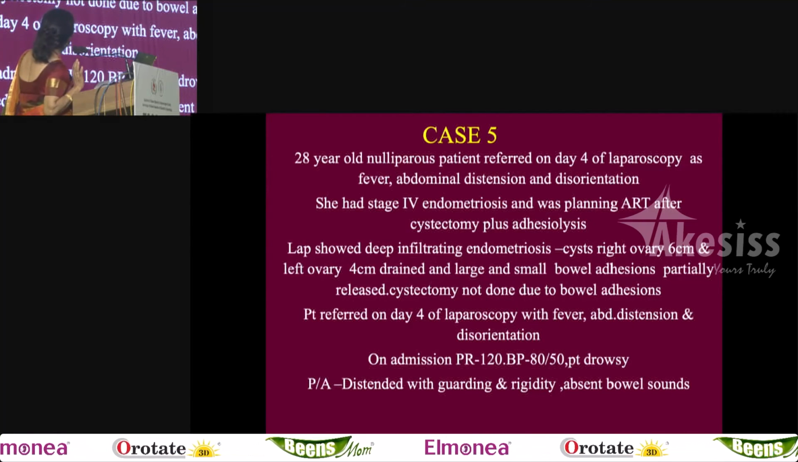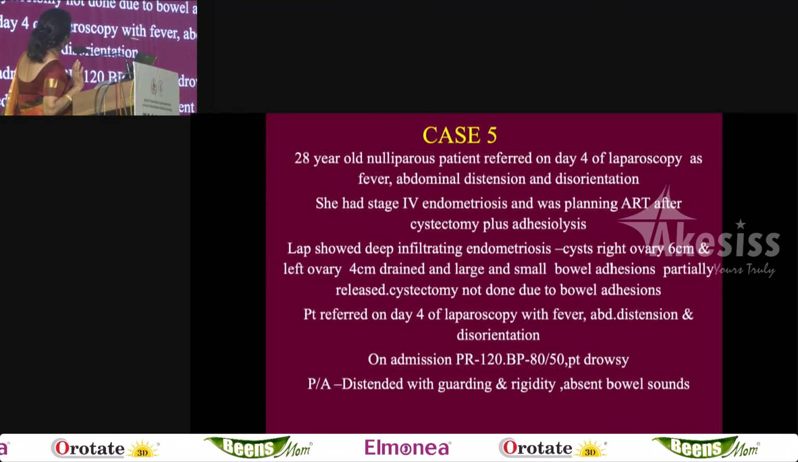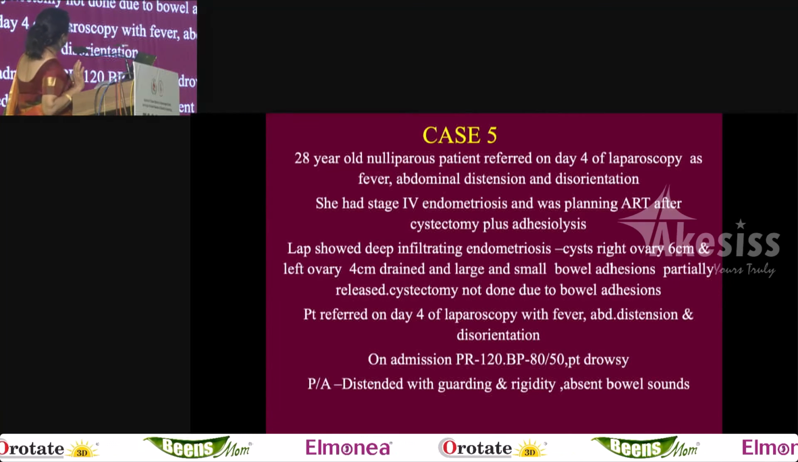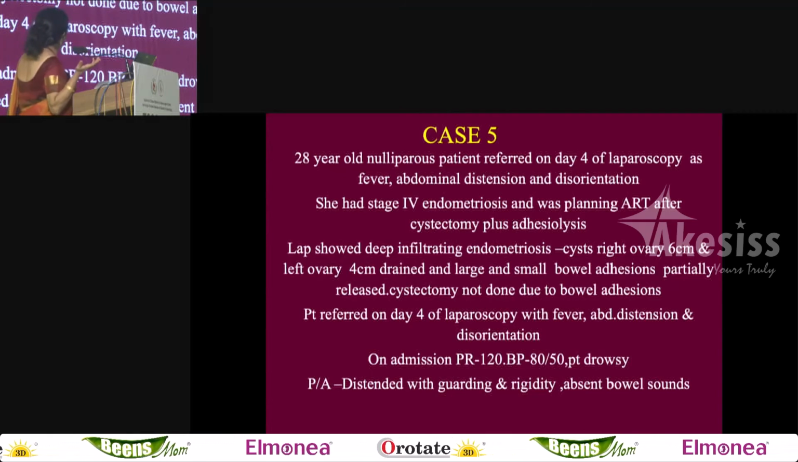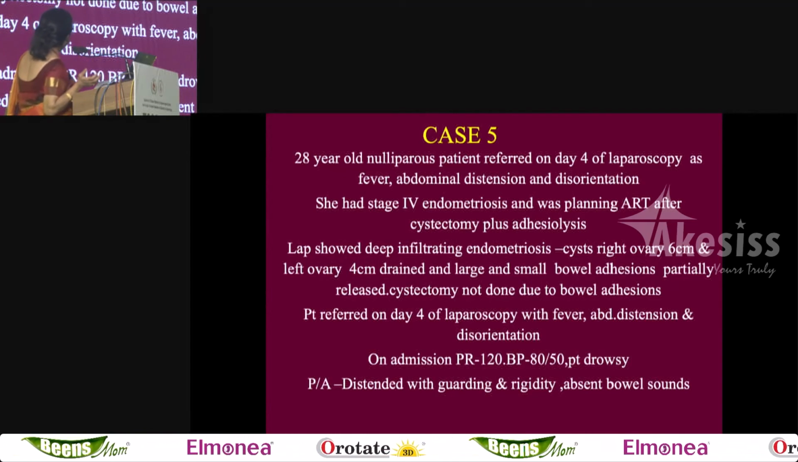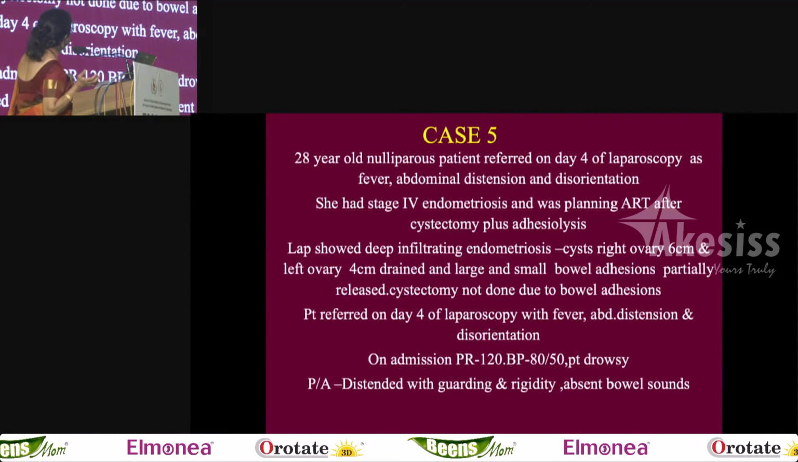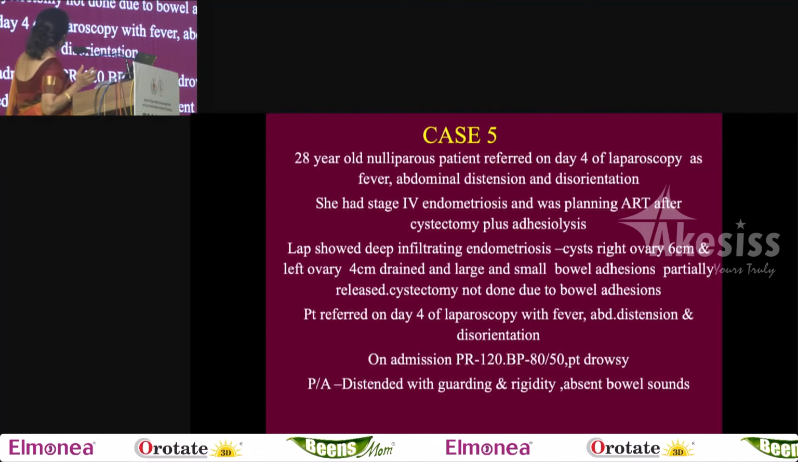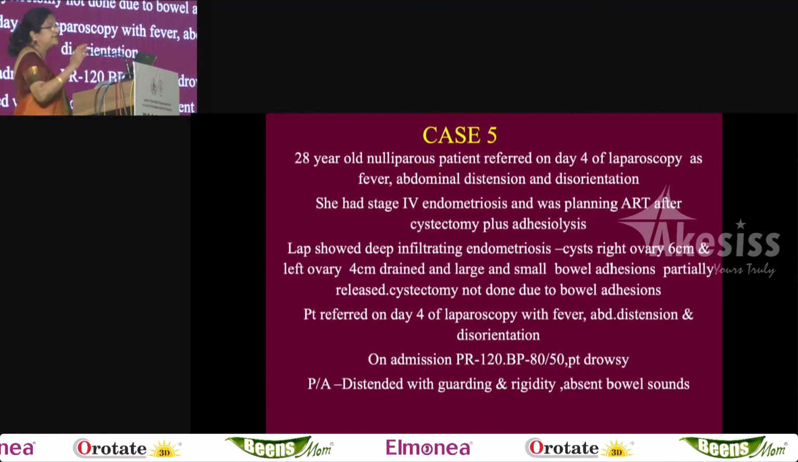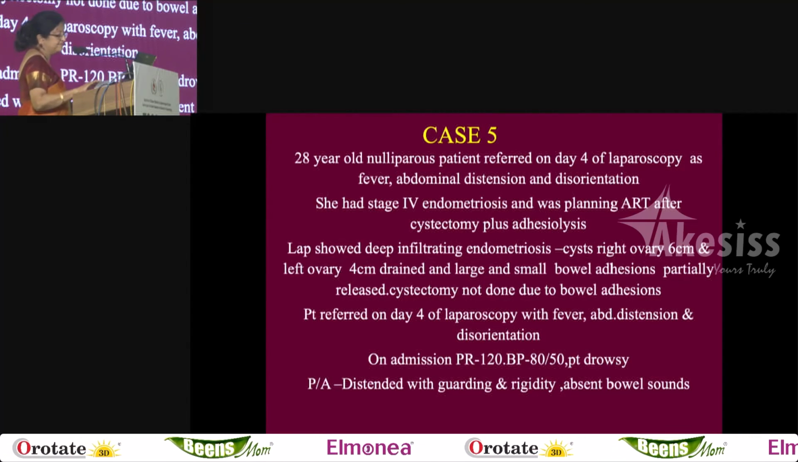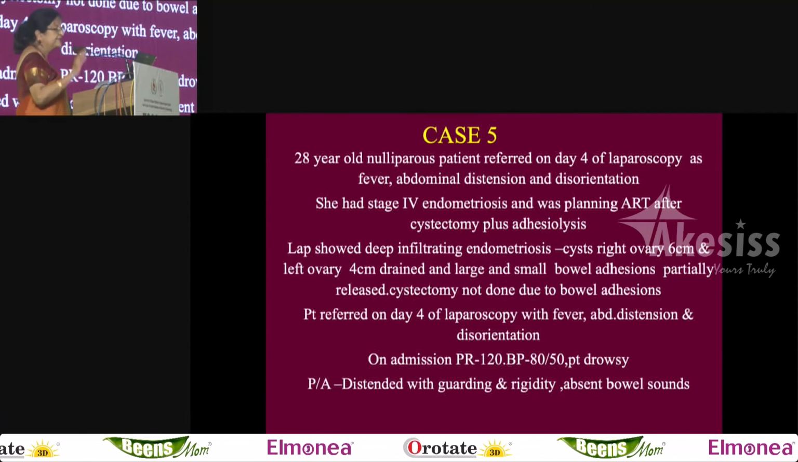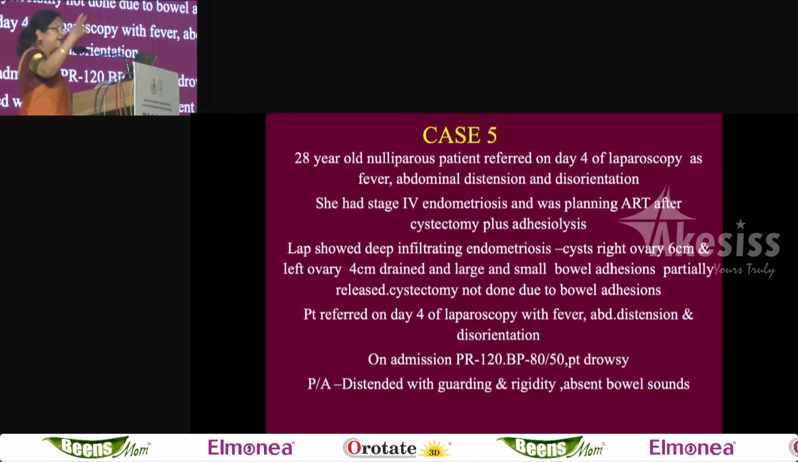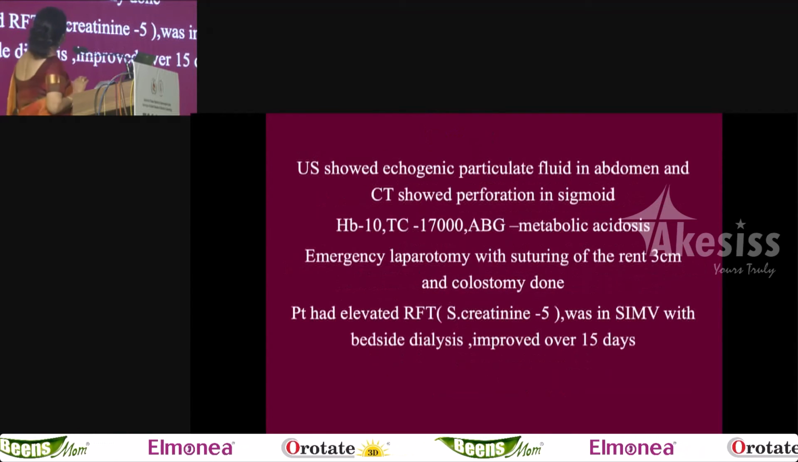Due to the bowel adhesions, they have written everything in the reference letter. The patient was referred on day 4 of laparoscopy with fever, abdominal distension and disorientation. Now you all know a lot of things when you look at that. On admission, her BP was 80/50, so already the SOFA score comes to 2. Okay, the abdomen was distended, there was guarding, rigidity. These are all bad signs. Guarding and distension are bad; over and above that, guarding and rigidity are worse.